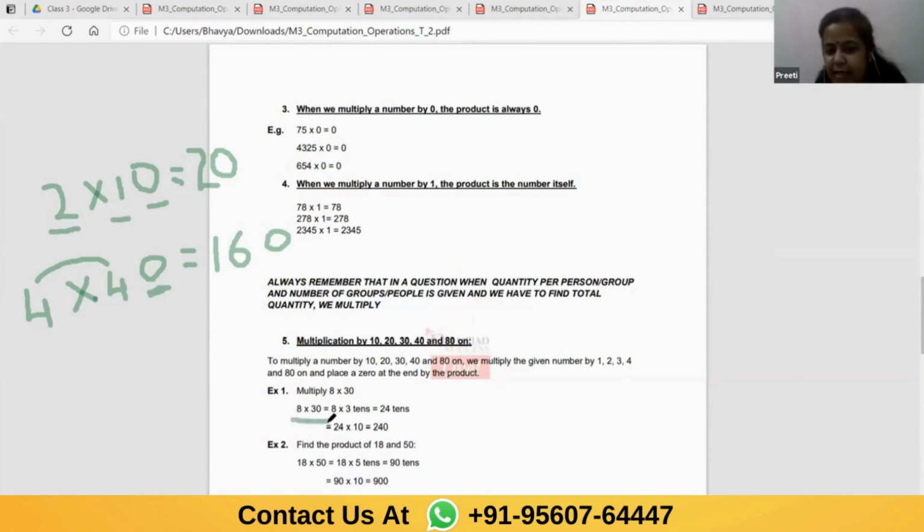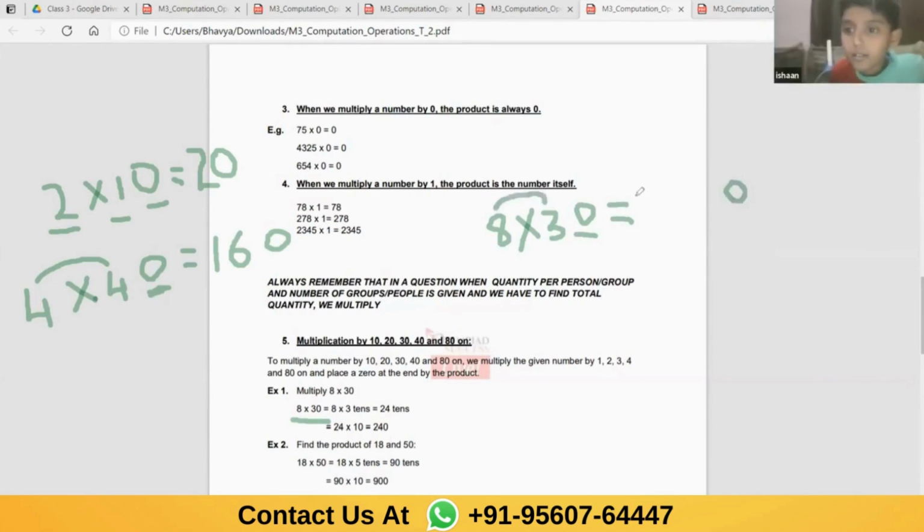See, 8 into 30. When I do 8 into 30, this 0 of 30 goes at one's place straight away, and I multiply the rest of the digits, which is 8 into 3. What is 8 into 3? 24. So my answer becomes 240. Easy trick, right?